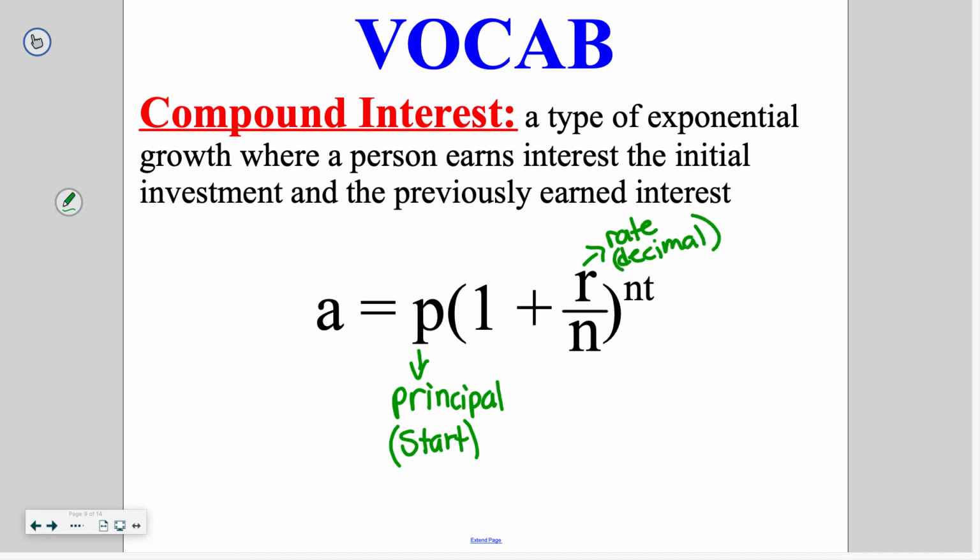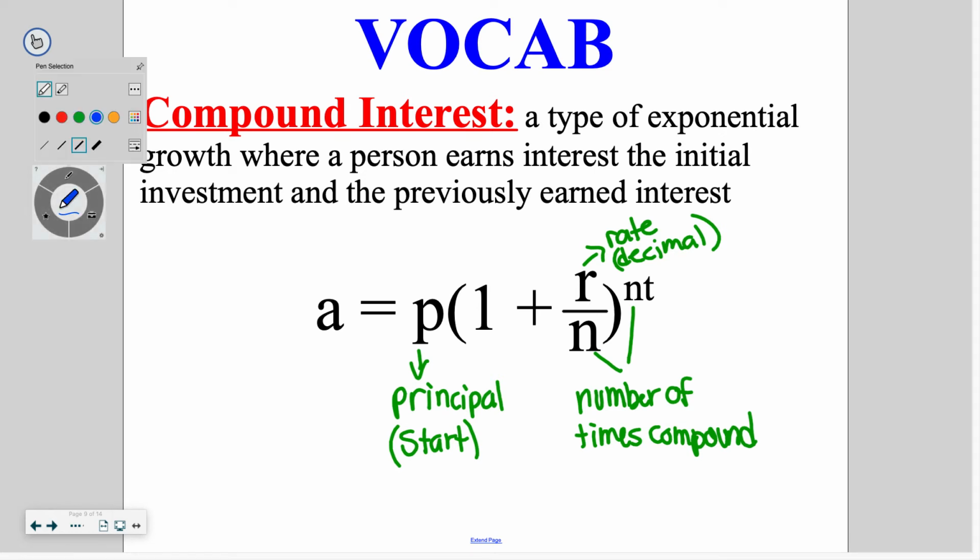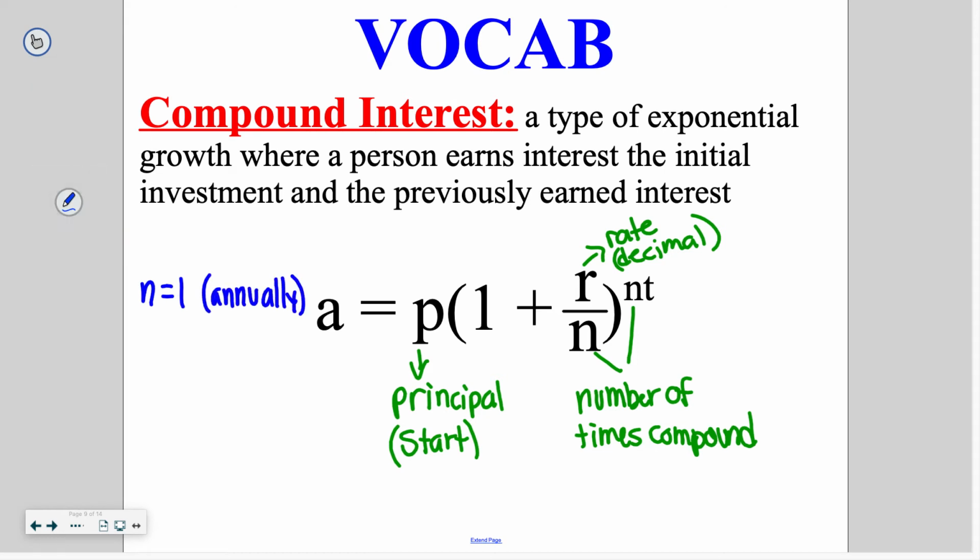This N value, which you see twice in the equation, stands for number of times compounded. So that's the number of times throughout the year that the bank is going to pay you money. Some common values for N that you might see: if N is 1, that's going to be annually. That's just paying it out once per year. If N is 2, it's either going to be called biannually, or you might also see it as semi-annually.